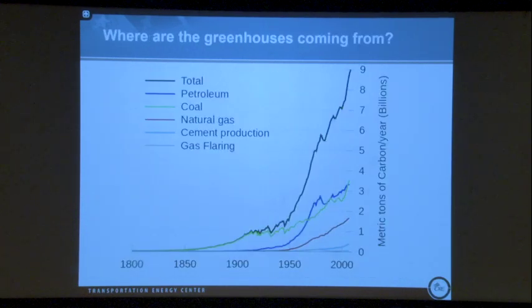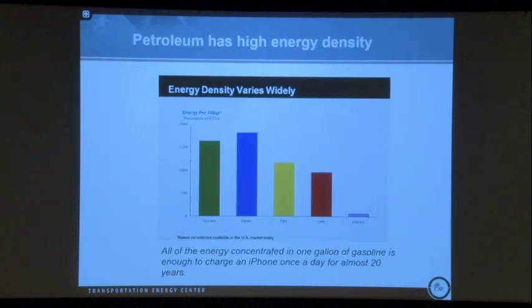The major source of these greenhouse gases is primarily burning petroleum and coal, in probably roughly equal amounts, with natural gas lagging a little bit behind. But these are the sources of where these gases are coming from. And so we've got to find a way to mitigate CO2 and greenhouse gas generation as we combust.